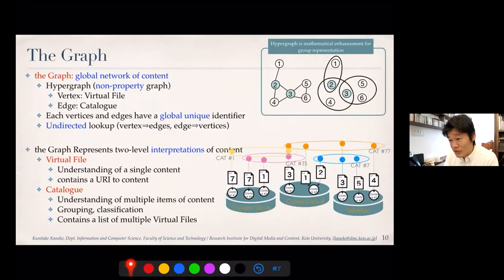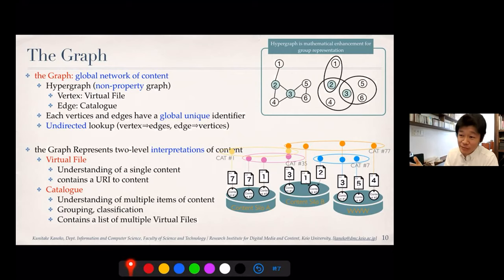So, more detail about the graph. The graph is a global network of content. That is the title of this presentation. Hypergraph is this type of graph. Jeff explains this type, which is ordinary, but this is a kind of generalization of the graph by mathematical people. And there is no predefined property, meaning there is no known property definition for each.